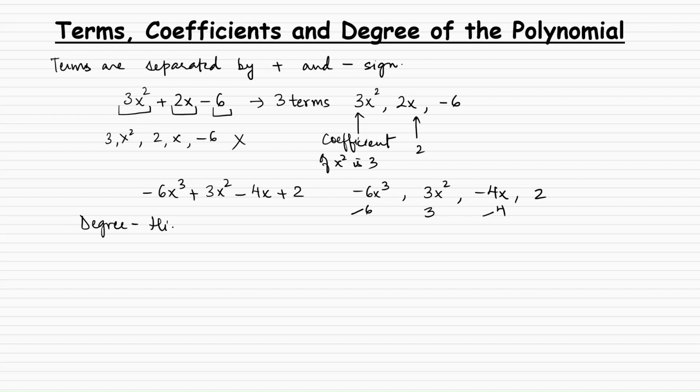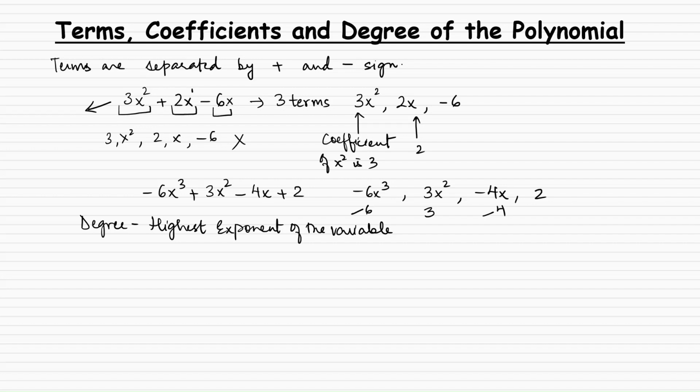The degree is the highest exponent of the variable. So look for the variable and look for their exponent. The highest exponent is called the degree of the polynomial. So let's look at this one. What is the highest exponent? It's 2. Over here it is 1.